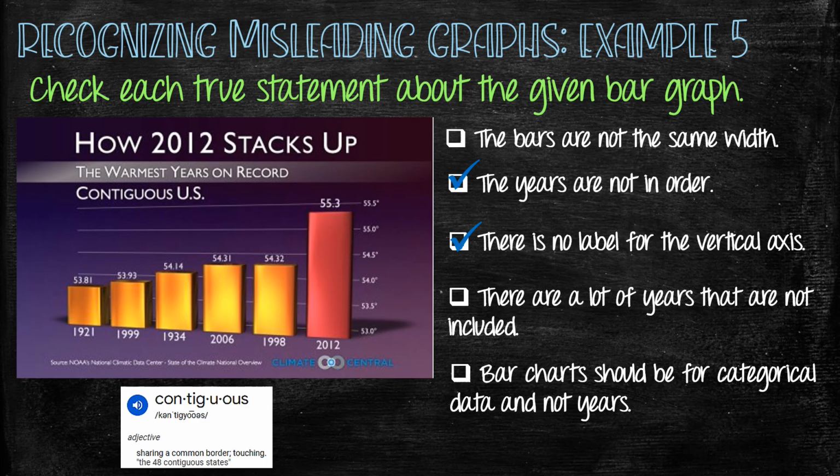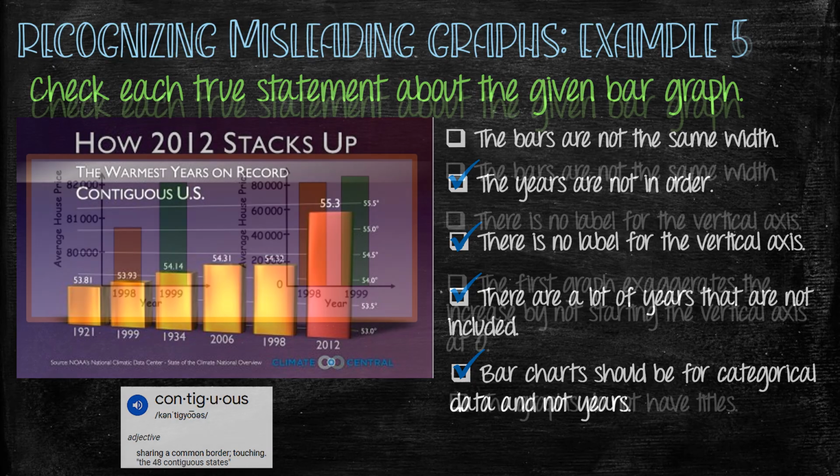A lot of years are not included. And a bar chart should be for categorical data, not years. So maybe a line graph would be better. But on that x-axis, those years are not in order. That causes issues. They are misleading you. They're showing you a trend of increasing the entire time, but the years are not in order.